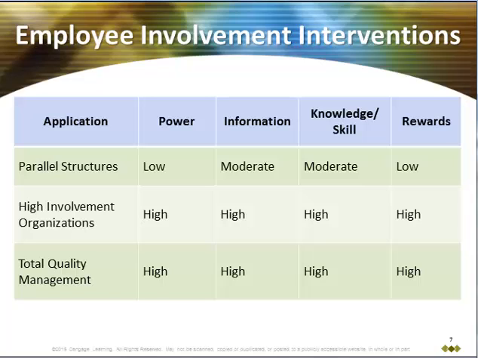As opposed to high involvement organizations, where you can see power, information, knowledge, skill, and rewards are all high. So you have to reorganize, if you will, and restructure at least some of the organization so that the employees involved have the power that they need to make the decisions and the authority that they need to see them through. They get the information they need to make decisions, and they have the knowledge and the skill and the rewards to do so.